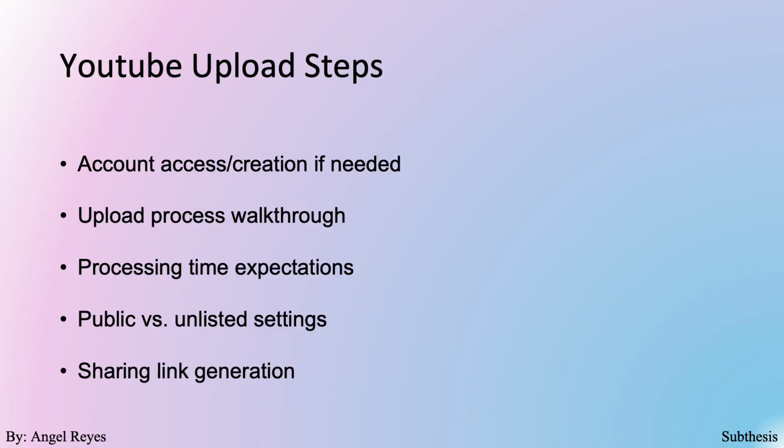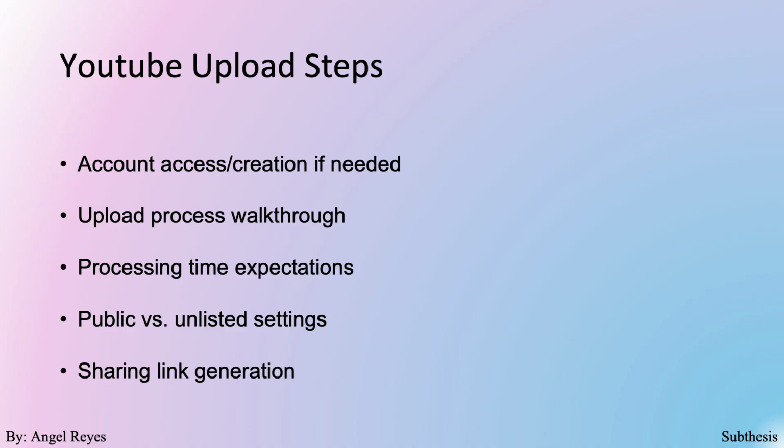To upload your video, first sign in to a YouTube account. Create one if needed. Click the Create button and select Upload Video. Follow the step-by-step prompts to add your video file and enter your title, description, and settings. Processing may take a few minutes, especially for longer videos.